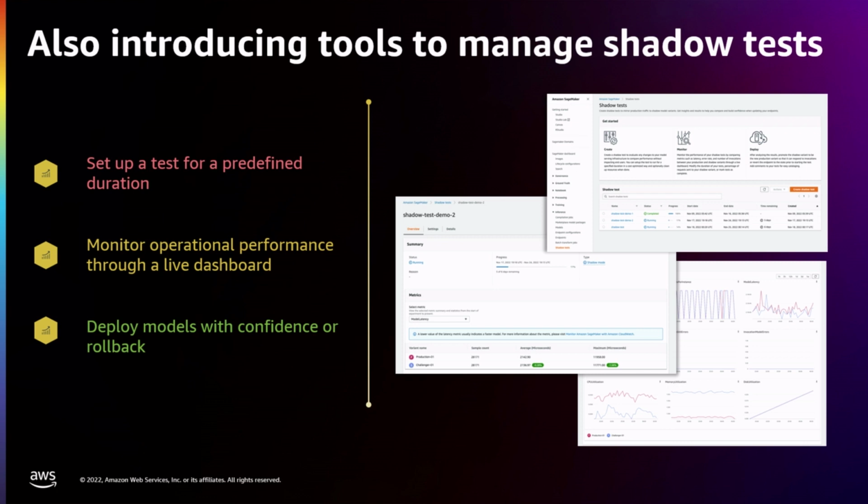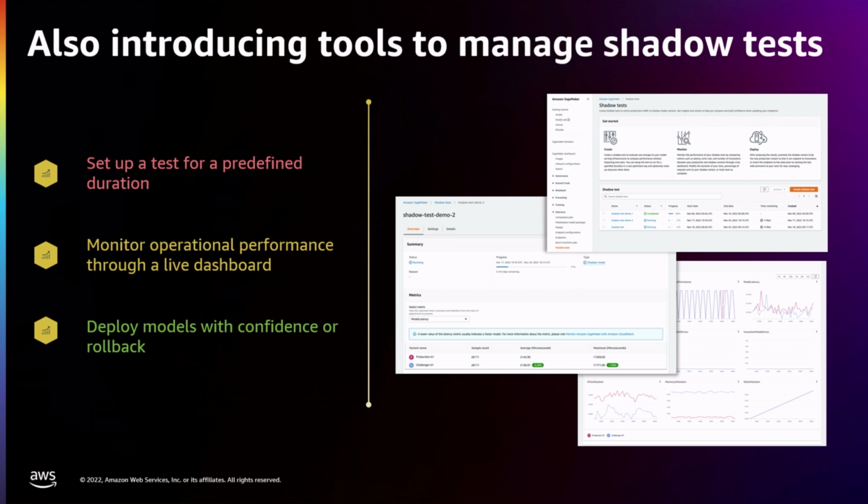And then once a test is in progress or it's completed, you can monitor the operational performance through a live dashboard. And just to recap, whenever you create a SageMaker endpoint, SageMaker automatically vends certain metrics on your behalf. So these are either invocation metrics, which are things like latency, error rate, or these can be instance metrics such as CPU, GPU, or disk utilization.